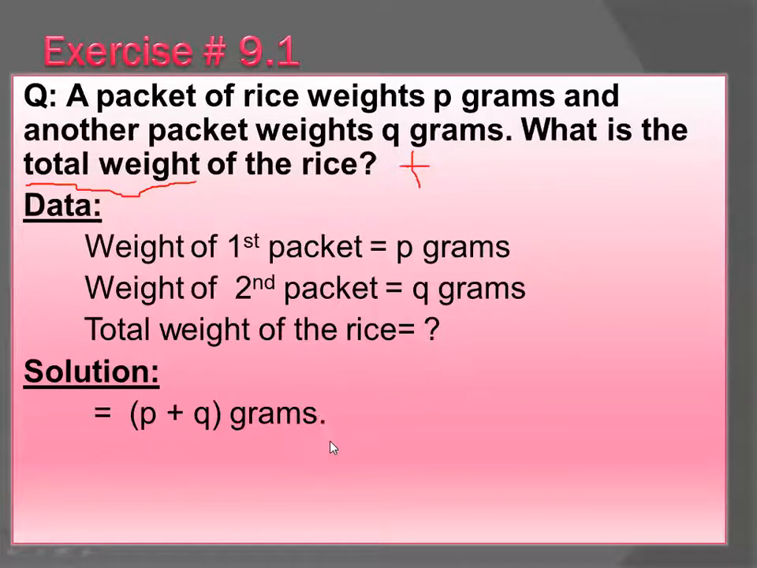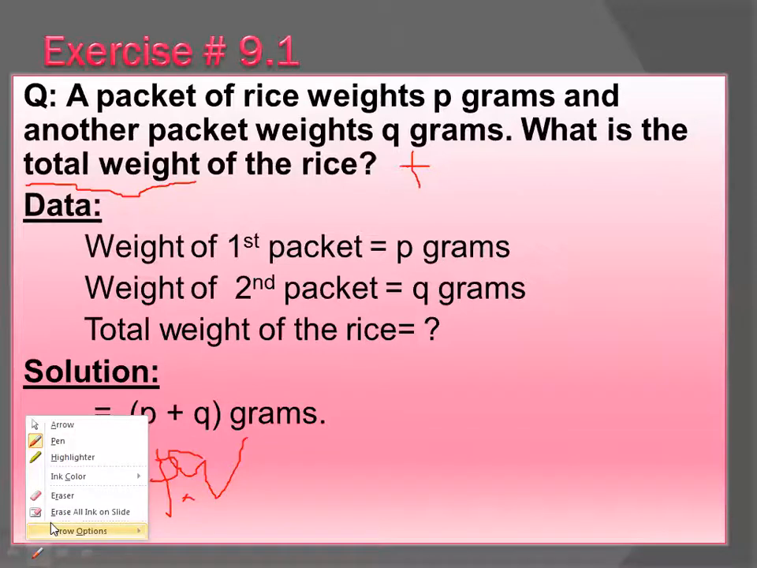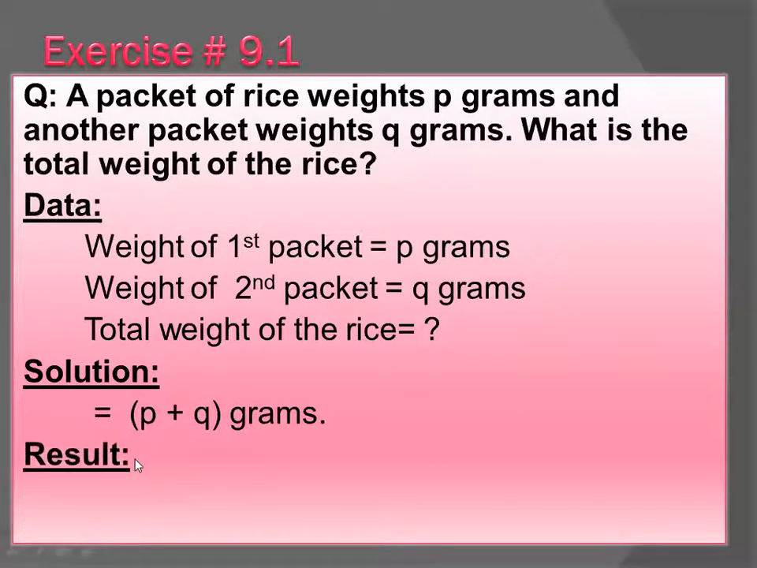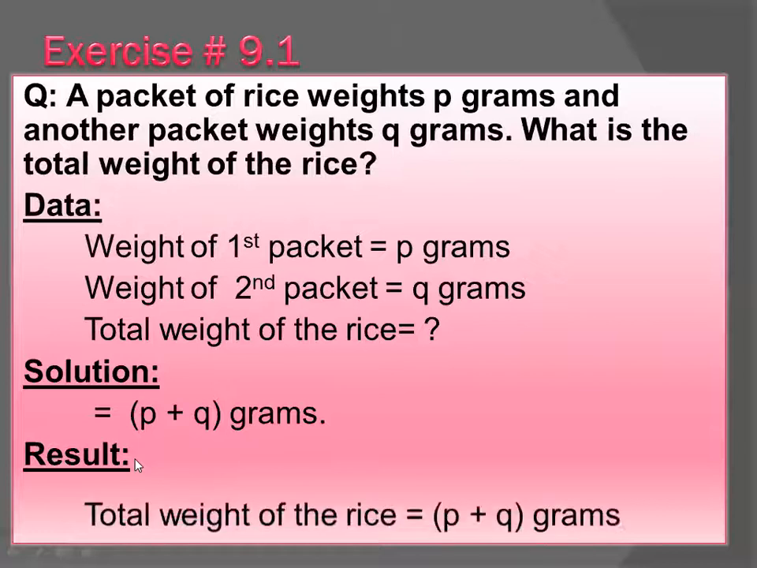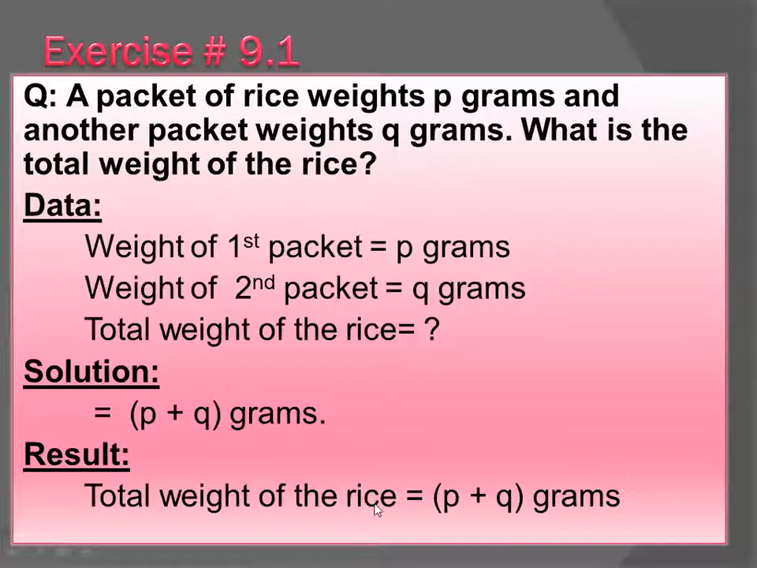And after that, you cannot write pq, because pq means p is multiplying with q, so pq is not the right answer. You will simply write p plus q. So this is your answer. You will write the result here: total weight of the rice is equal to p plus q grams.